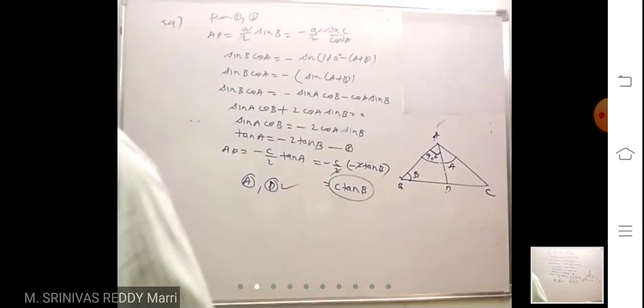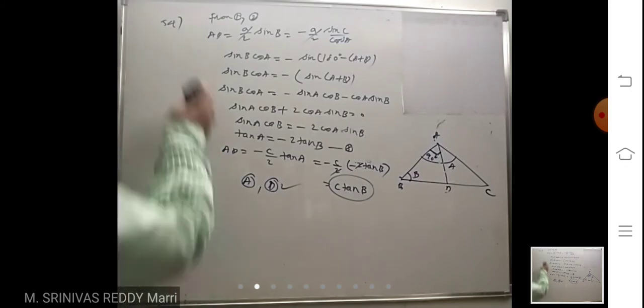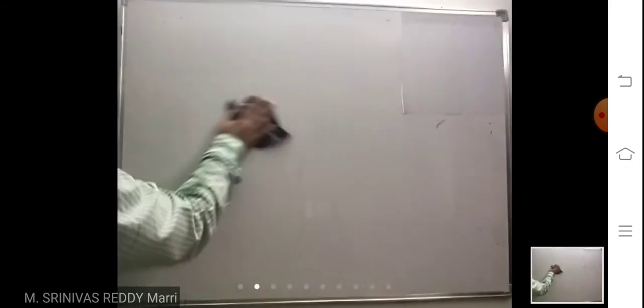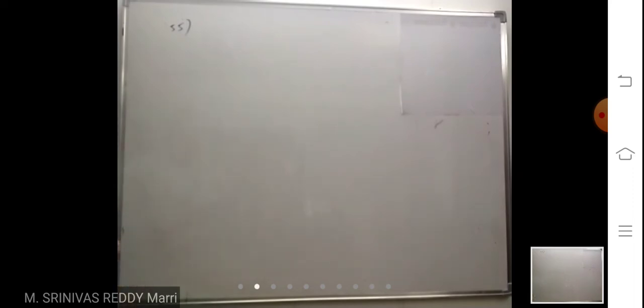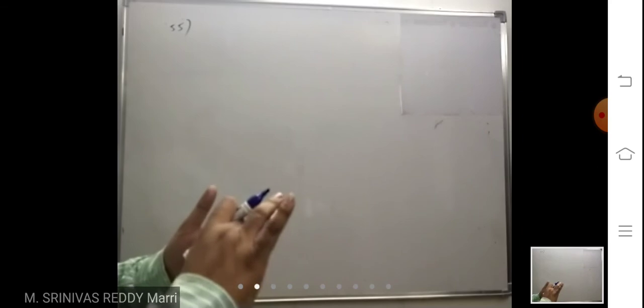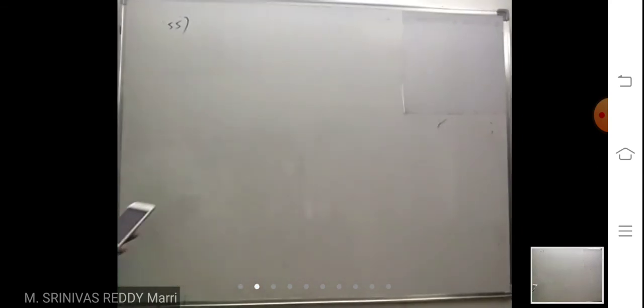Look at next question. Look at next question. Next question model. Look at, very important problem. 55. All of you listen, for the next week also it will be very helpful. Question paper, if you solve. Look at what he is telling. Study the question. Internal bisector of angle A.